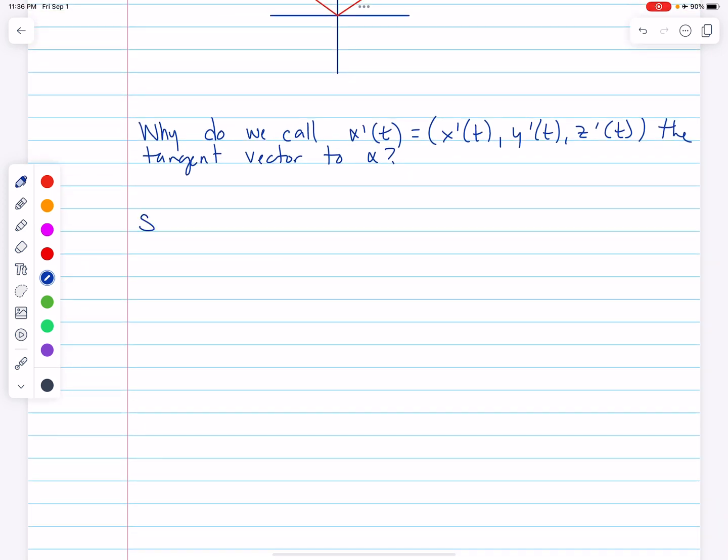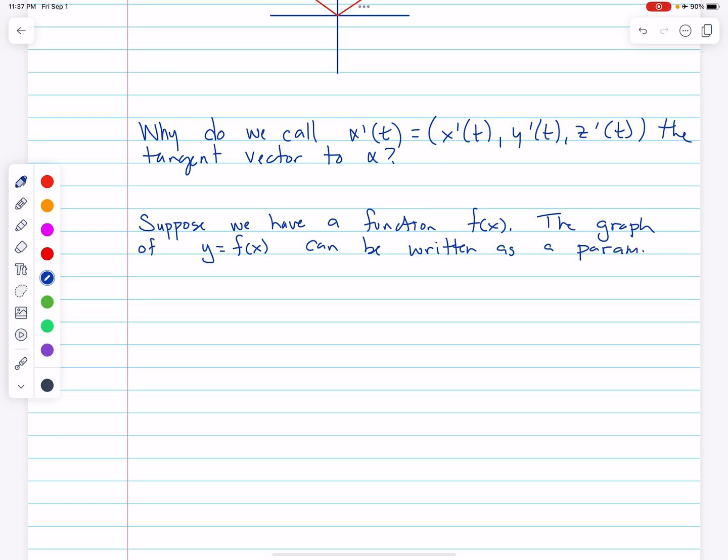So let's talk about a simple example. Suppose we have a function, say f of x. The graph of the function y equals f of x can be written as a parametrized differentiable curve. Let's draw the picture here. If I draw the graph of this function, something like this, this is y is equal to f of x. That looks like a curve to me.